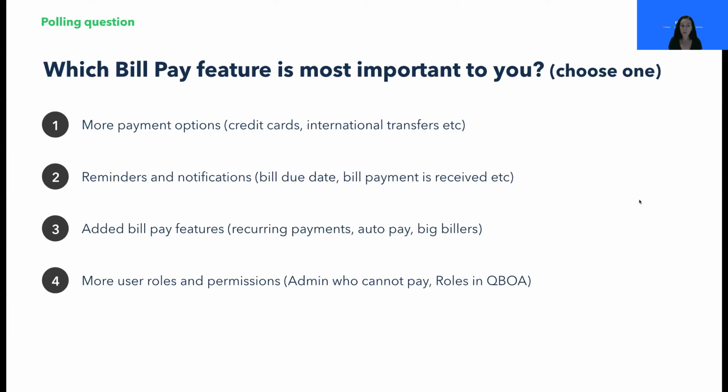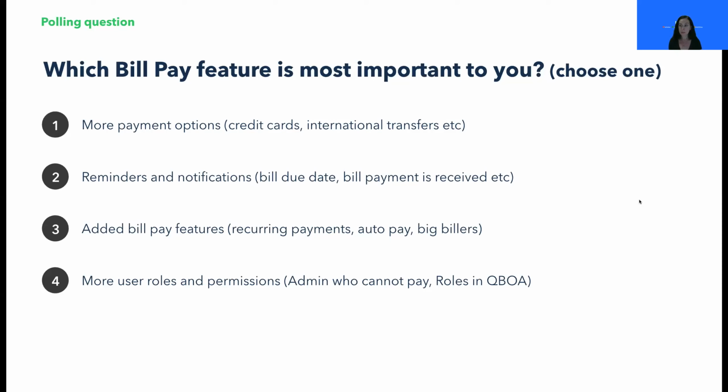If you're looking for more reminders and notifications, such as this bill due date is coming up, or to receive different notifications on the bill payment status, the bill payment is received or was not received or is being processed, go with option 2.